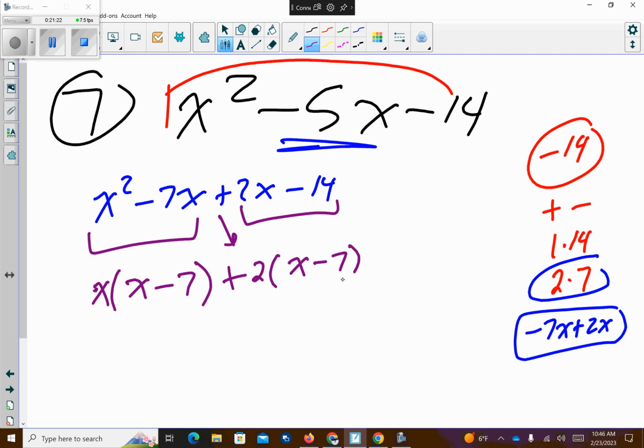Now, friends, you could have double-checked all these problems. You could have said x times x is x squared, x times negative 7, negative 7x, 2 times x, 2x, 2 times negative 7, negative 14. If you got something different, you made a mistake. Okay, these are the same. Agree? What goes in my second set of parentheses then? x plus 2. Giddy up.